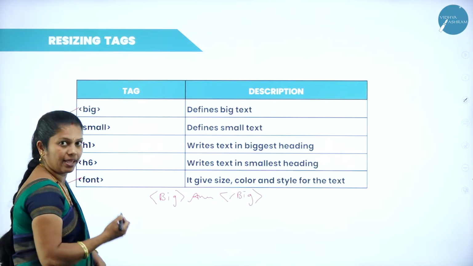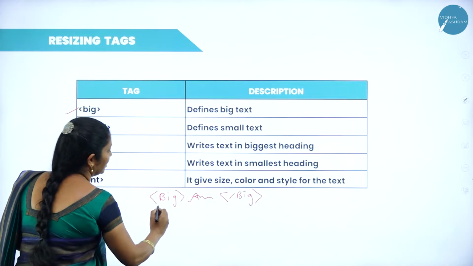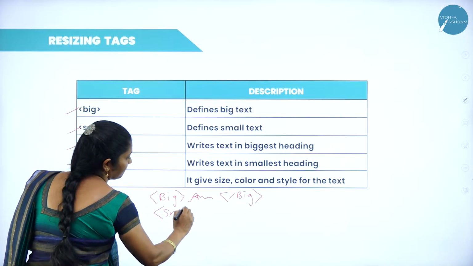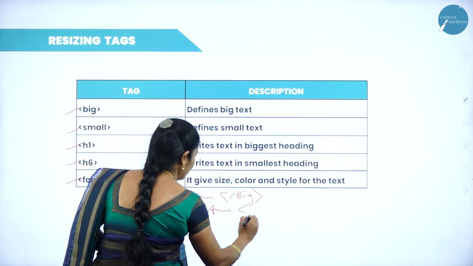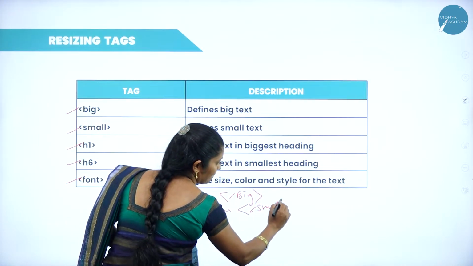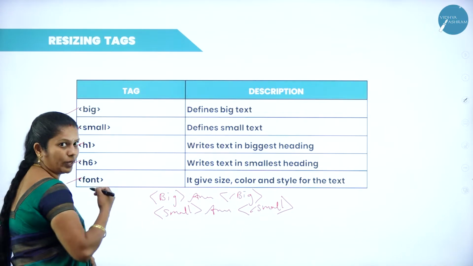If I want to display Anu with a smaller size, then here I have to write small. Then in the same way, write down the text to which you are applying it, then close with the small tag. Okay, in the same way, the H1 tag.